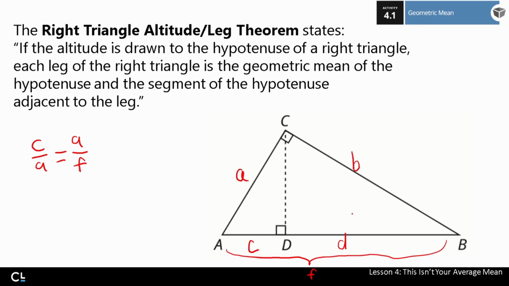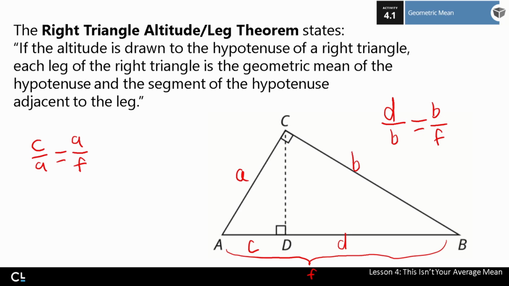Whereas if we want to find B, B is going to be the geometric mean. So it's going to be kind of doing the same thing except for on this side. So up top we'll have D over B. Sorry, I was looking at the wrong letter. Equals B over F. So the segment over our leg, and then our leg over the entire hypotenuse. And this is our right triangle altitude leg theorem.